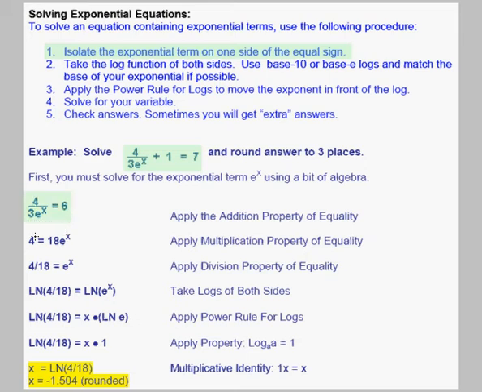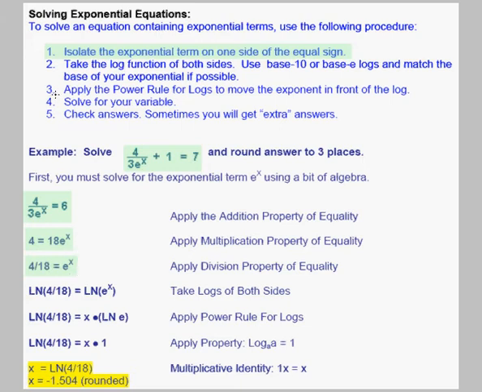Now we can multiply both sides by 3, and that gives us 4 equals 18 times e to the x. And now finally divide both sides by 18 and we get 4/18 equals e to the x.